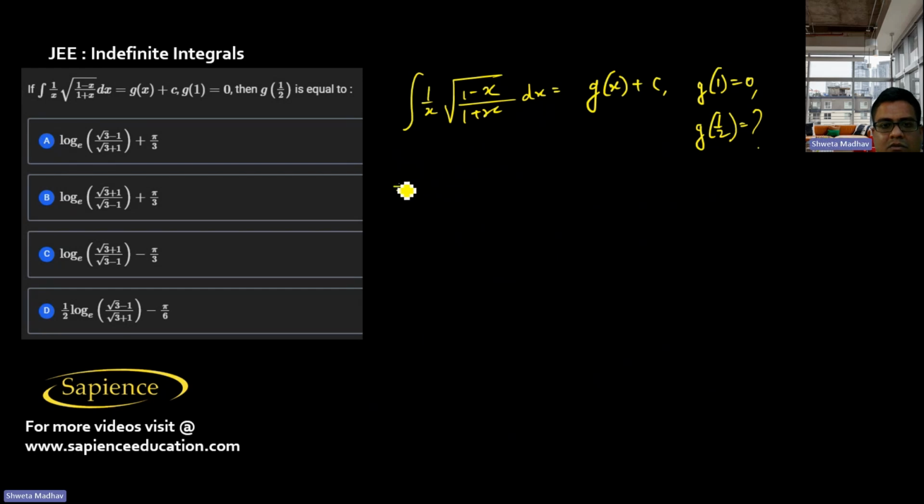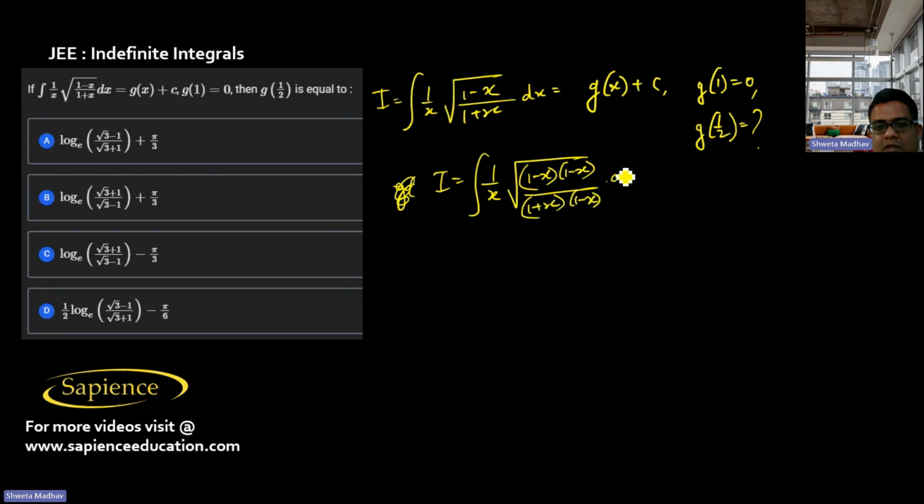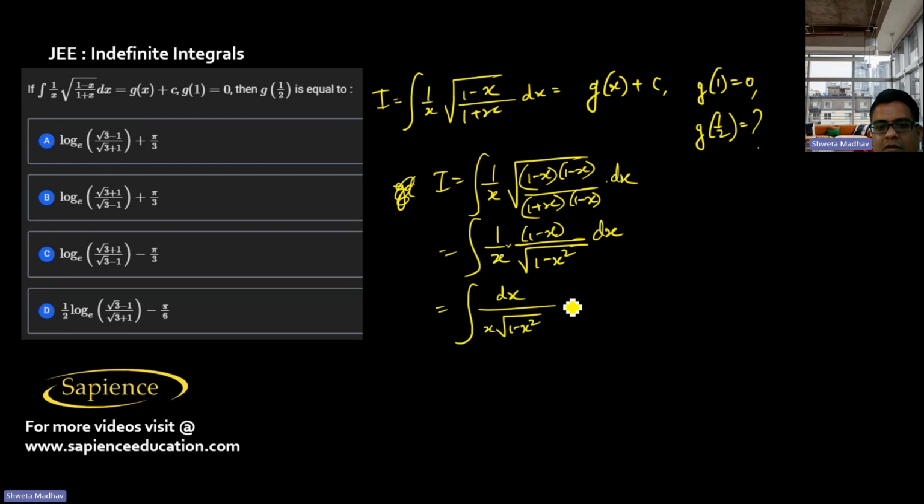So therefore the integral, let's call it I, that is integral 1 by x root over (1 minus x) into (1 minus x) by (1 plus x) into (1 minus x) dx. So that is equal to integral 1 by x into (1 minus x) whole square root under, so (1 minus x) into this is square root of 1 minus x square dx. So that would be integral dx by x into root over 1 minus x square minus integral dx by root over 1 minus x square.